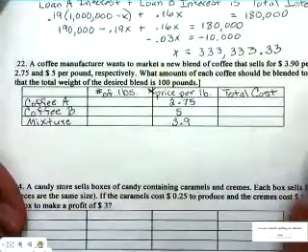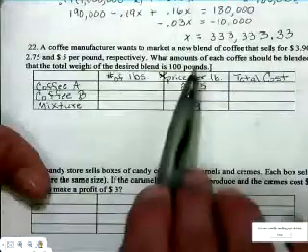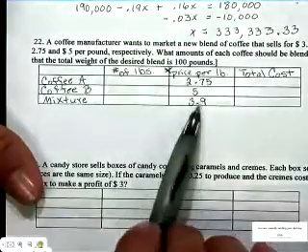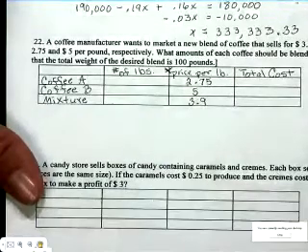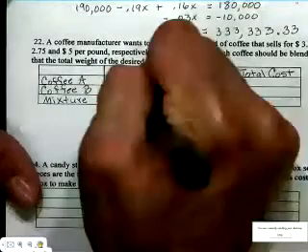Well, it's helpful that they give us an amount here. Let's say we want to make 100 pounds of this $3.90 coffee. Where does the 100 pounds go? Number of pounds in the mixture.